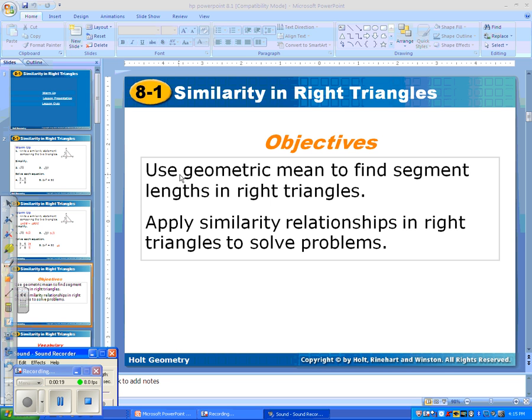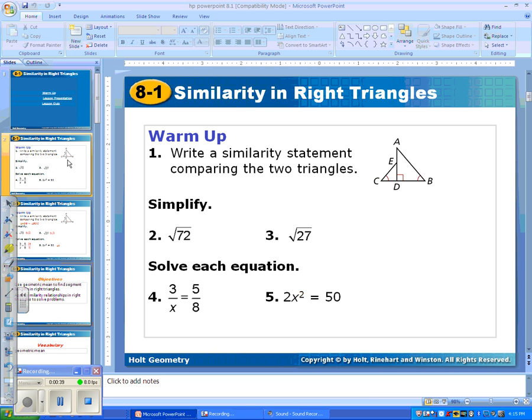And by the end of the video, you should know how to use geometric mean to find segment lengths in right triangles. And so we're learning an alternative to the Pythagorean theorem method, and we're going to apply similarity relationships in right triangles to solve problems. But before we learn how to do that, I want you to check and see if you know how to answer these 5 questions. So pause the video, make sure you know how to do these five questions.